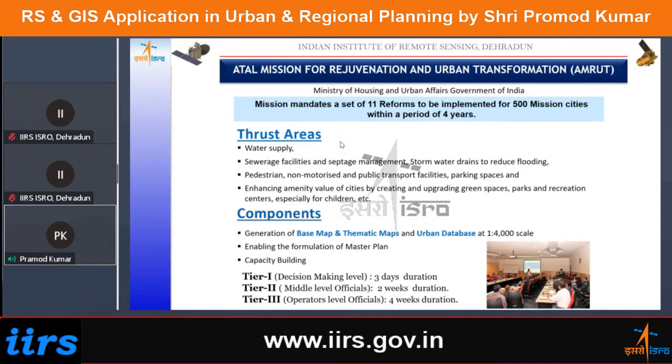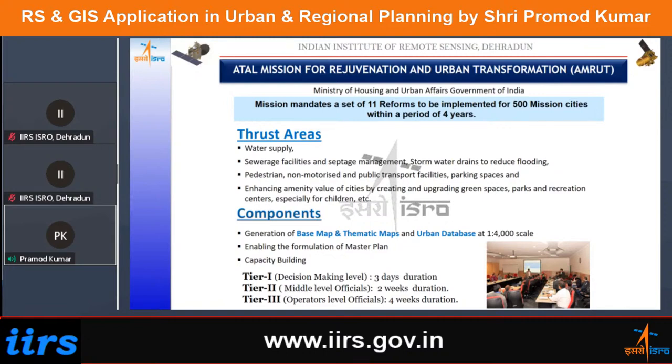Another example is the Atal Mission, where, as I said earlier, for improving the quality of the services within urban areas, the Indian Institute of Remote Sensing, IIRS, is very deeply involved, where we have developed geospatial technology based training and capacity building, and also for preparing the maps at 1:4,000 scale and formulation of master plan. And NRSC ISRO is deeply involved in satellite remote sensing based database creation. Now this database will finally be handed over to the urban local bodies for master plan formulation.